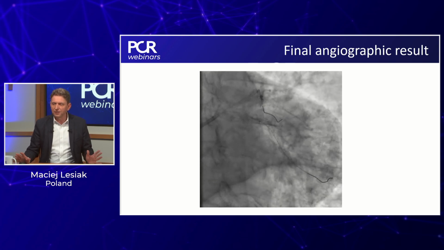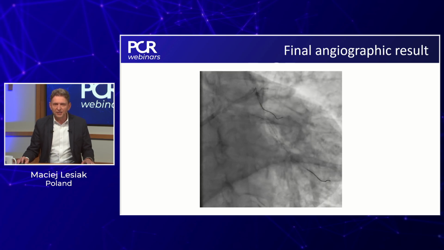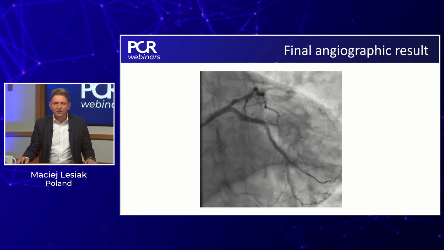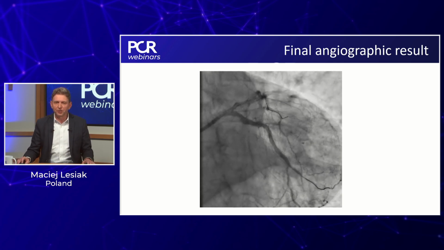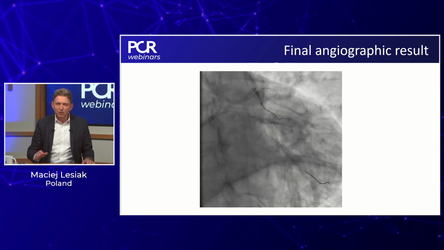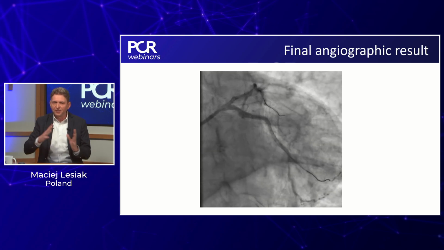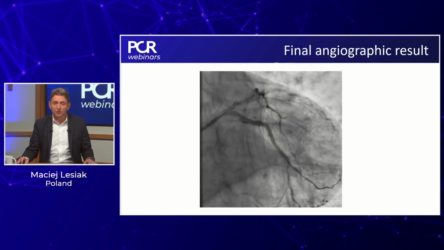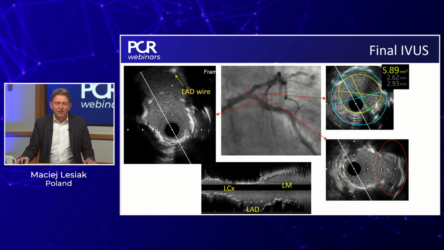So the final result is, of course, as always on angiography, it looks great. What you can appreciate, and I will show you on IVUS, there is some haziness behind the stent in the proximal part of the circumflex artery. As if the lumen is enlarged, or kind of ectatic or aneurysm creation. I will show you on the IVUS. So this is the IVUS analysis.